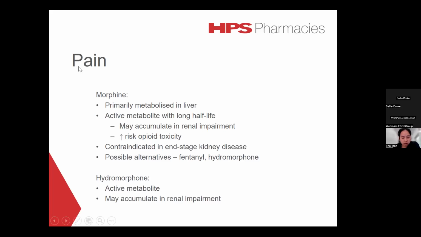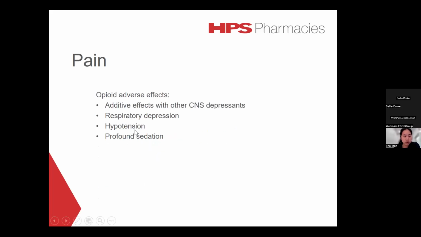Next one. As you know, opioids can be expected to have additive effects when used in conjunction with other central nervous system depressants, for example benzodiazepines or antipsychotics. Adverse effects of opioids include respiratory depression, hypotension, and profound sedation.